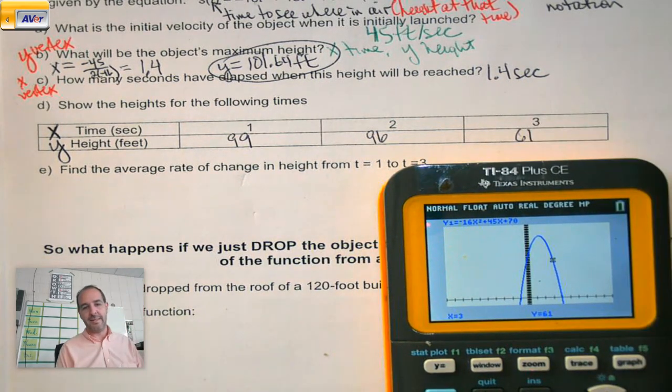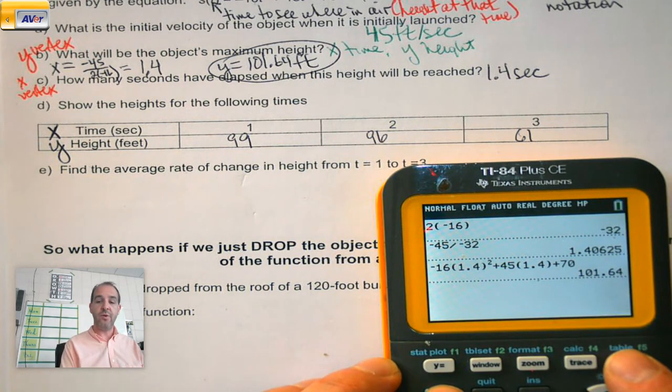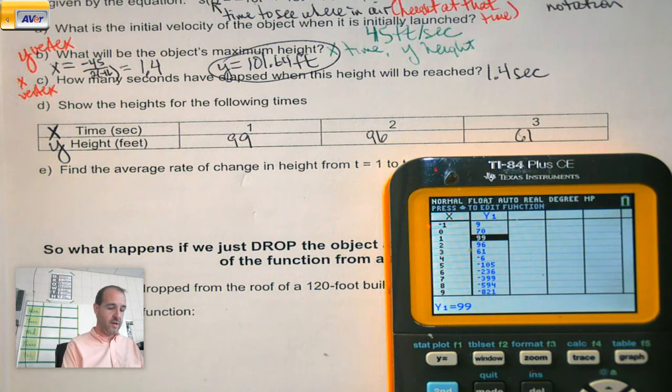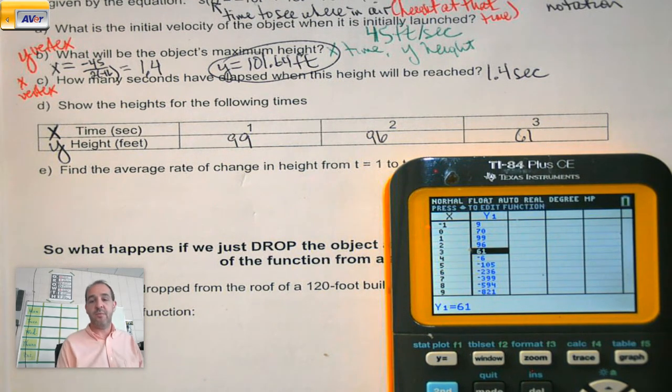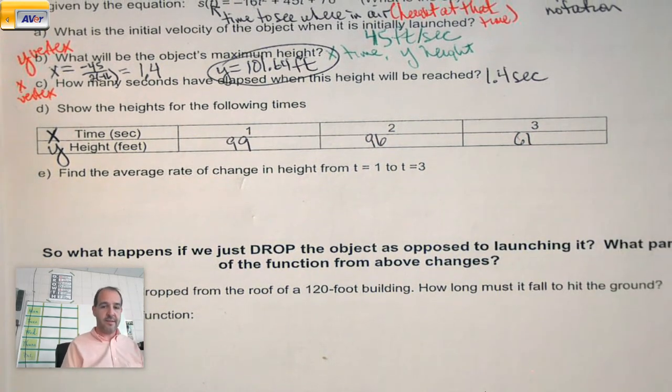I got to let you in on something now, though. We could have found this even quicker. Now, I can plug this in like we did up above when we did the 101.64 the first time. When we did it here, that would work for all of these. But here's the fast way. If you pull the table on your graph and just follow the numbers, 1 is 99, 2 is 96, 3 is 61. I can pull them right off the chart. So I got lots of options here on how I can find this.